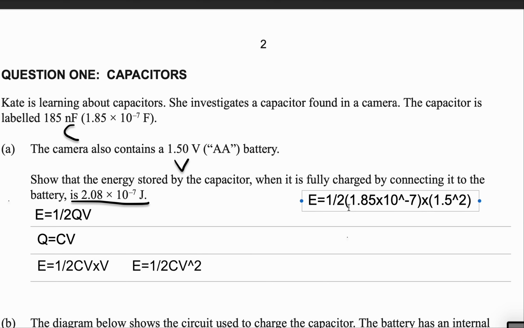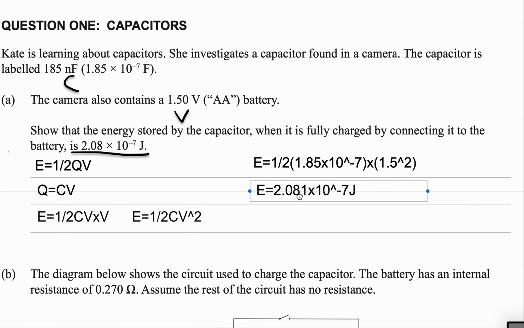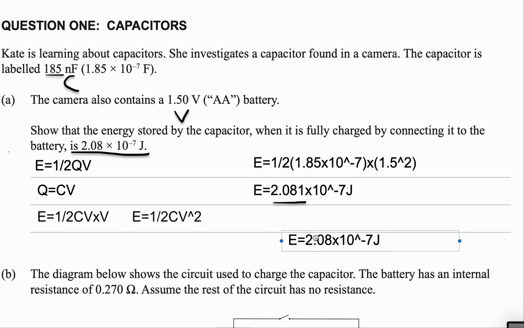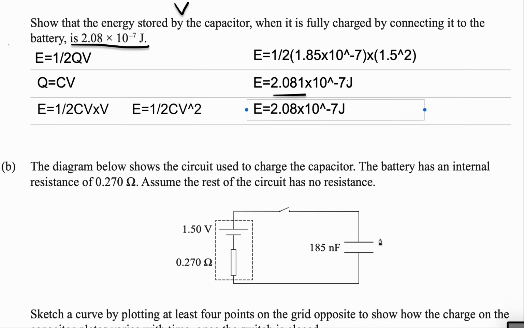So all we're going to do now is plug in our values as such, and we should get the answer of 2.081 times 10 to the power of -7 joules, because this is 4 significant figures. They've asked for 3 and they've shown 3 throughout the question. We've got to round to 3 significant figures, so that is our answer here.